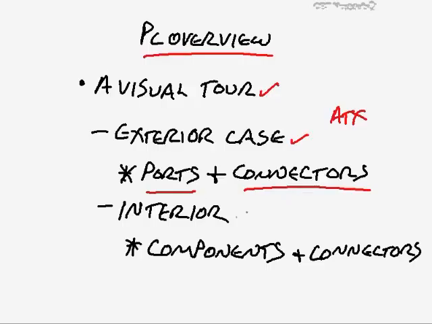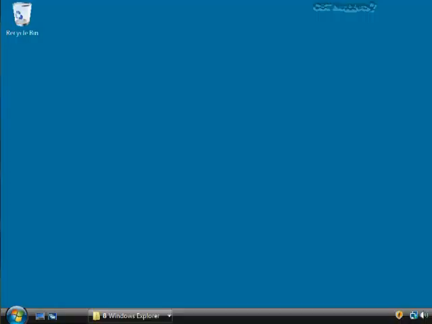Then we'll take a look here at interior components as well. We probably won't spend a lot of time there, only because the specific items we'll be addressing for each one of those types of items, like video cards and expansion cards and the like, will have their own subject at a later point in time here. But we'll take a look at some of those various components and connectors here as well.